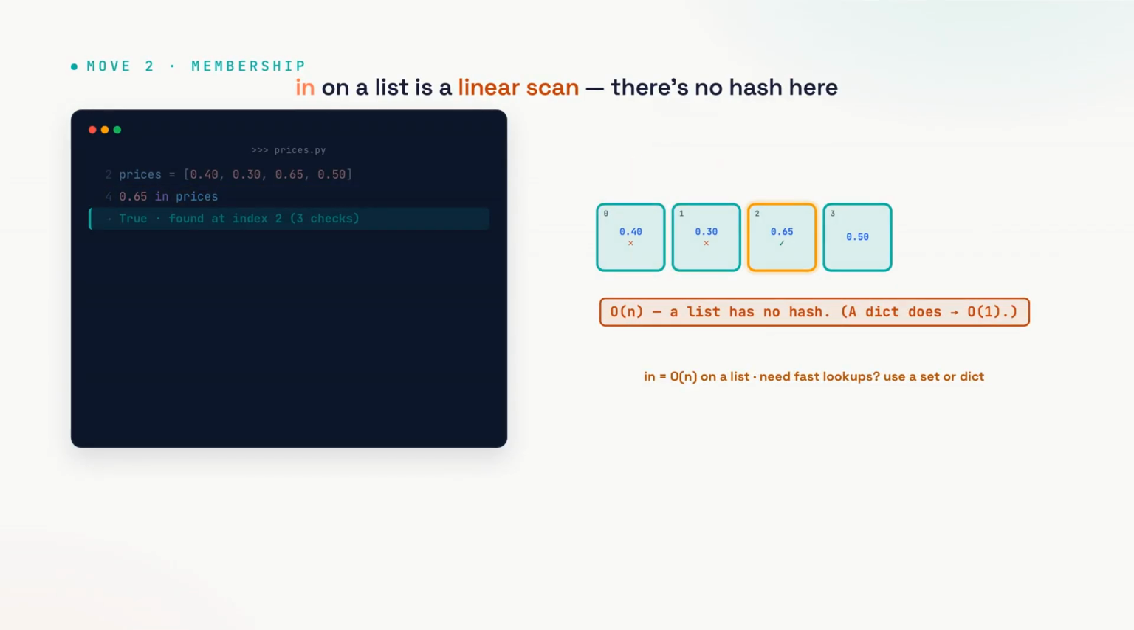That's O of N on a list because a list has no hash, no address trick for values. If you need fast lookups, reach for a set or a dict, those are O of 1. We covered that in the dictionaries video.